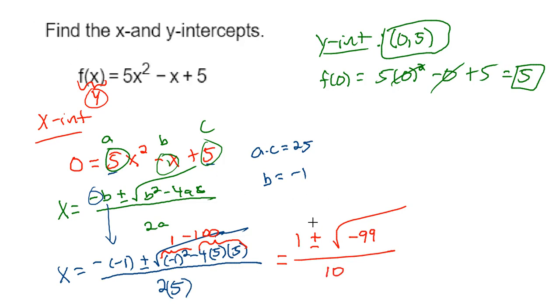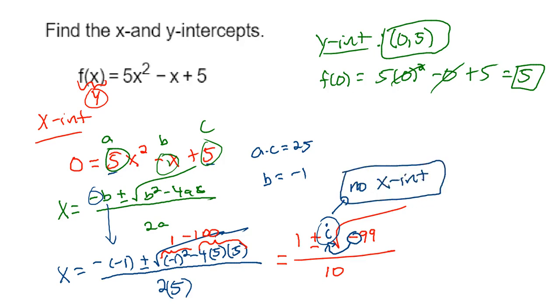I mentioned this earlier in the examples that we did earlier. Having a negative in the square root means this answer is going to come out imaginary. And if the solution to this equation is imaginary, that means the graph will have no x-intercepts. So that would be our answer in this case. I don't have to go any further with this problem.